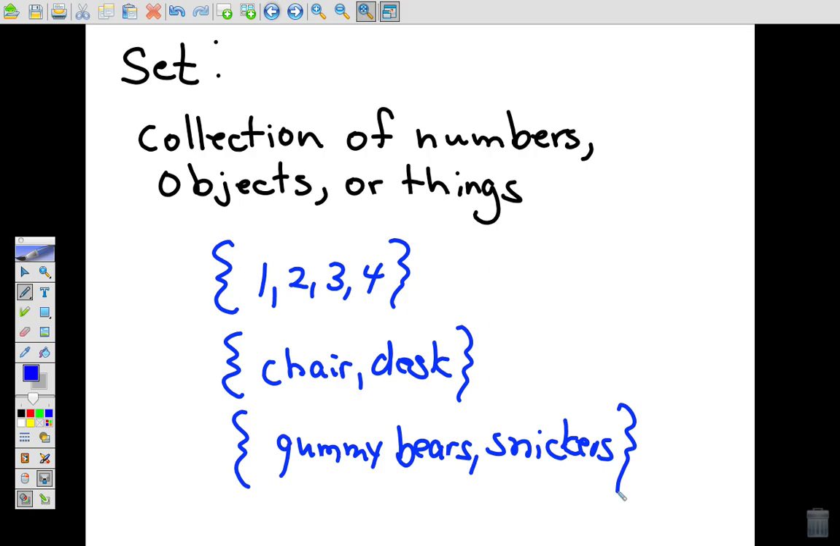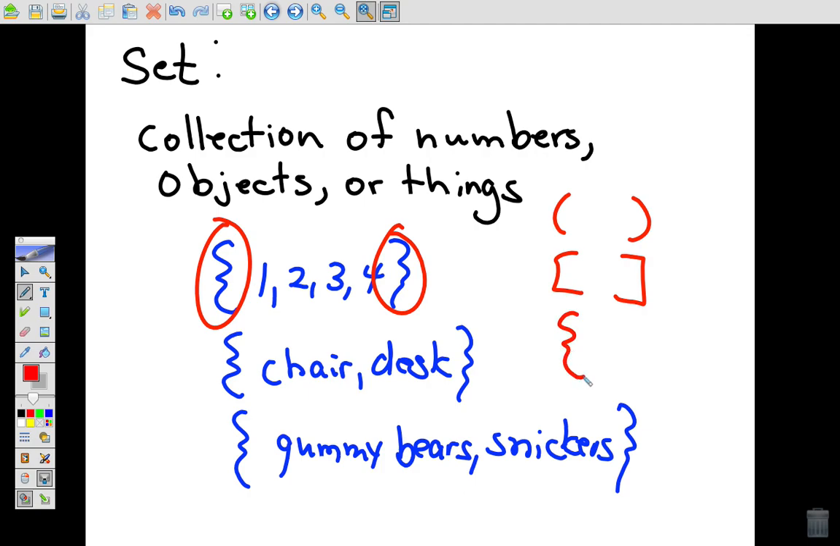Now something that I do want you to write down is, notice these symbols that I've used. They are called braces. So let's go over the types of grouping symbols that we sometimes use in math. Sometimes we use parentheses, which look like that. Sometimes we use brackets, which look like that. But when we use braces, the squiggly marks, that always tells you, hey, we're talking about a set. When we talk about sets, we always use braces.